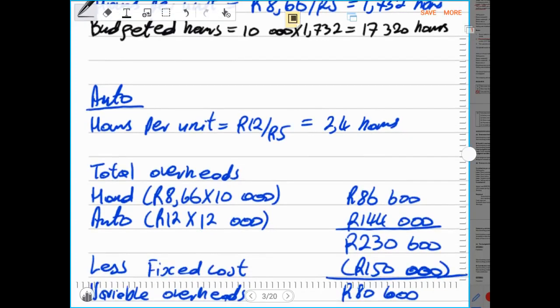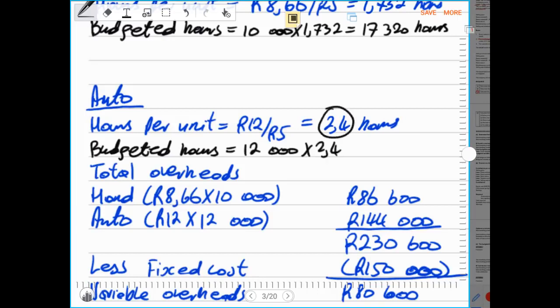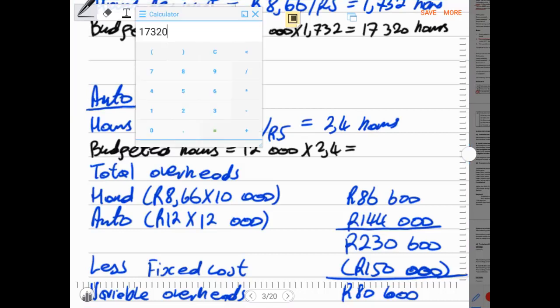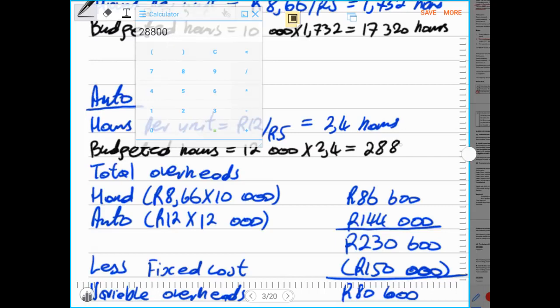And for the auto, we had 12,000 budgeted units. So now when we're calculating our budgeted hours, it means it will be budgeted units of 12,000 times this by 2.4. Remember, 2.4 is the number of hours it takes to complete one unit. So because of that, we times by the hours per unit, then that will give us the total hours that are required to complete the 12,000 units. 2.4 times 12,000 units gives us 28,800 hours.